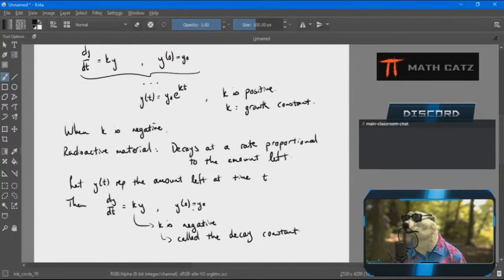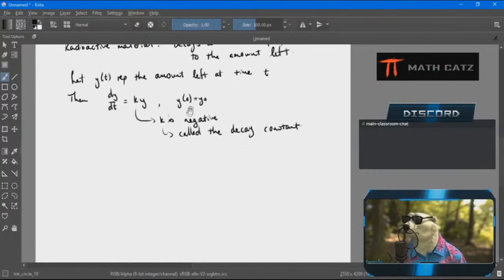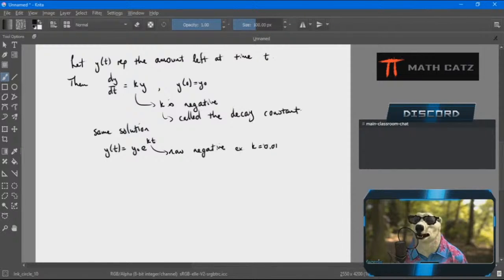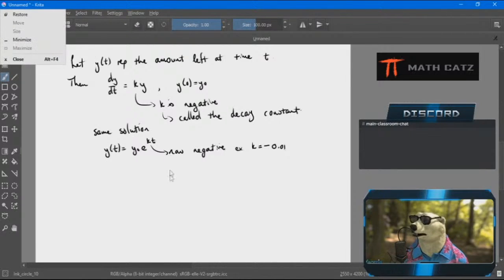So how I'm going to solve this isn't going to change because the differential equation looks exactly the same. So it's the same sort of template solution of an exponential function, but k is now negative. For example, k could be negative 0.01. Let me make that negative much clearer. Negative 0.01, for example.